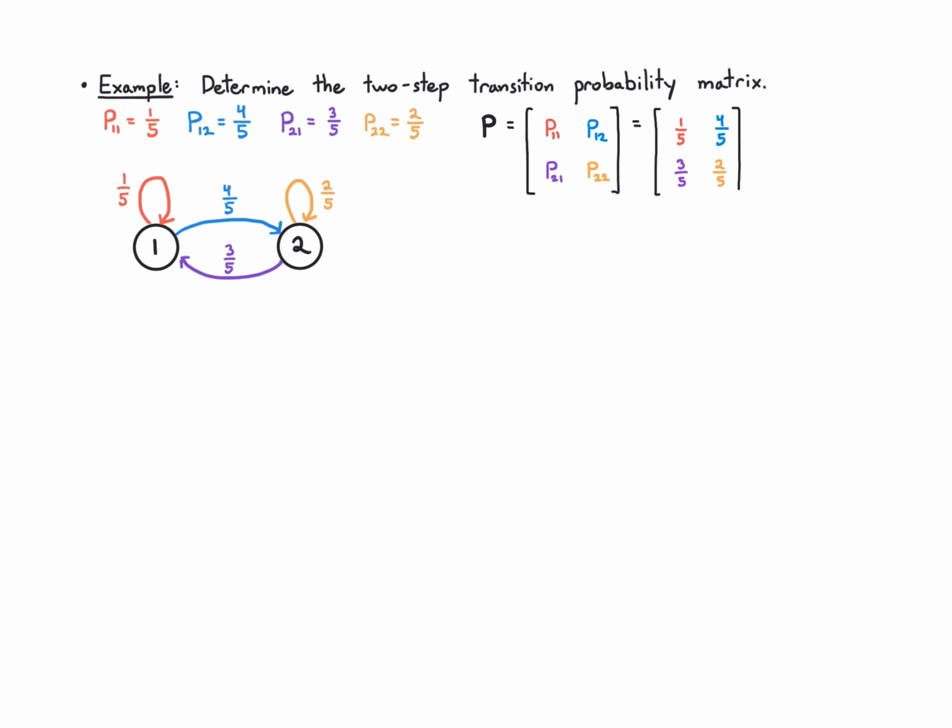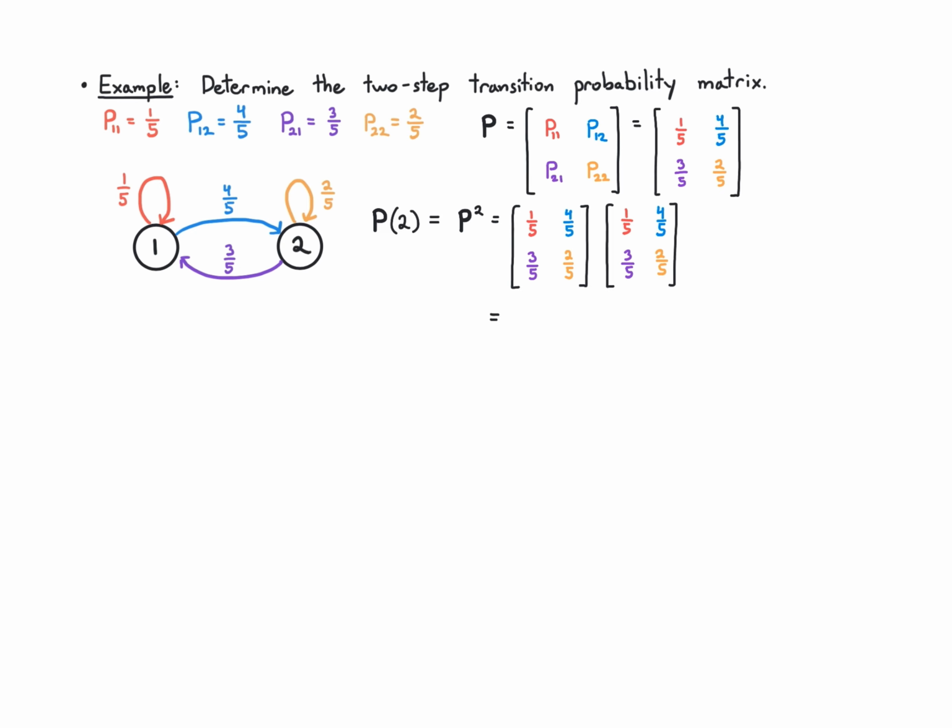And note that the rows sum up to 1, the columns do not in this particular case. So P² is just P squared. It's just like taking this matrix and multiplying it by itself. And in this case, I'm going to work through all those matrix multiplication operations carefully.